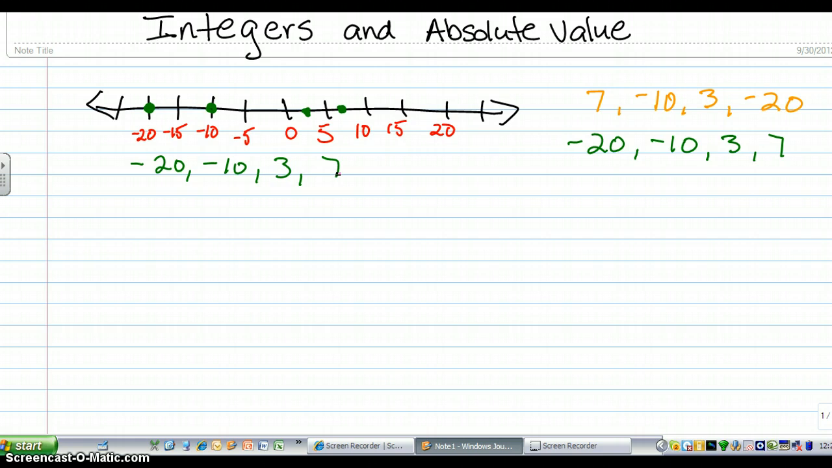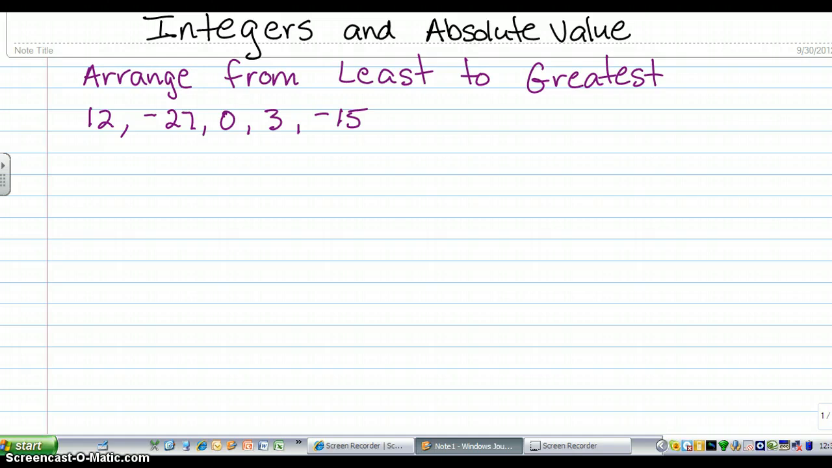Okay, so you can use a number line to help you, or just remember that when you go down into the negatives, you're actually getting smaller and smaller and smaller. Go ahead and try this. Pause the tape and write these numbers down and arrange them from least to greatest. So how'd you do? Hopefully you did well.